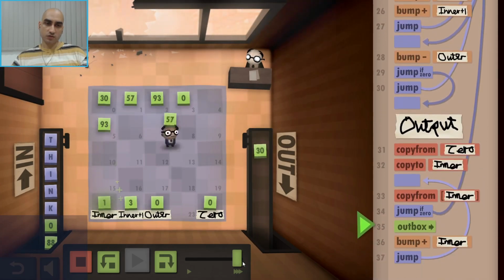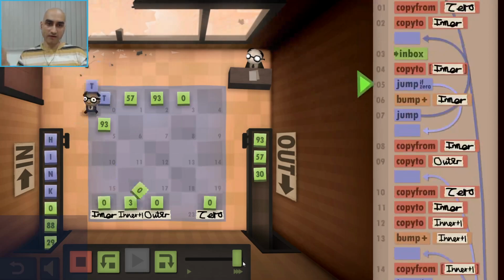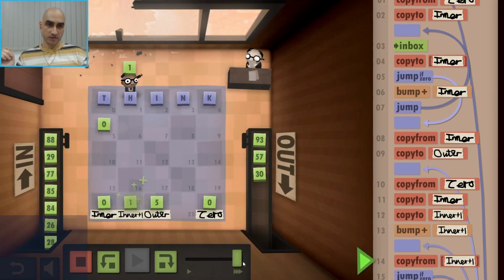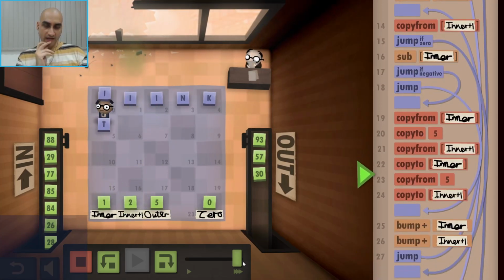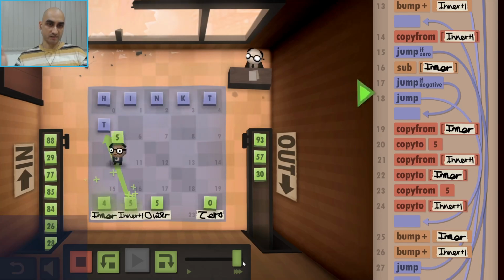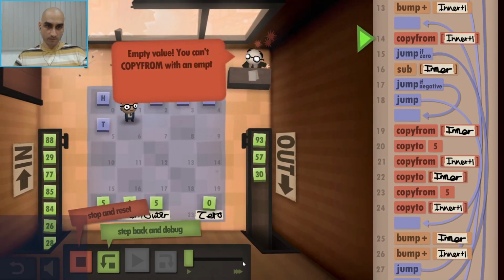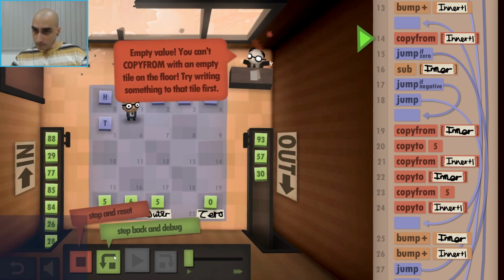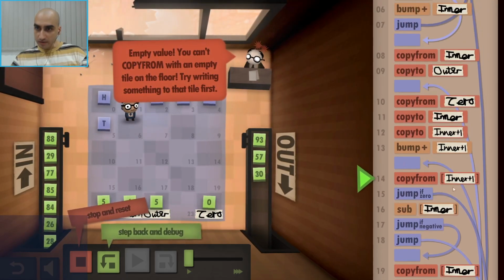So if you do this n times, then you guarantee, even in the worst case, you get them all in sorted order. You do n full passes of the string. One pass means going from left to right, swapping. What the? Copy from inner +1.